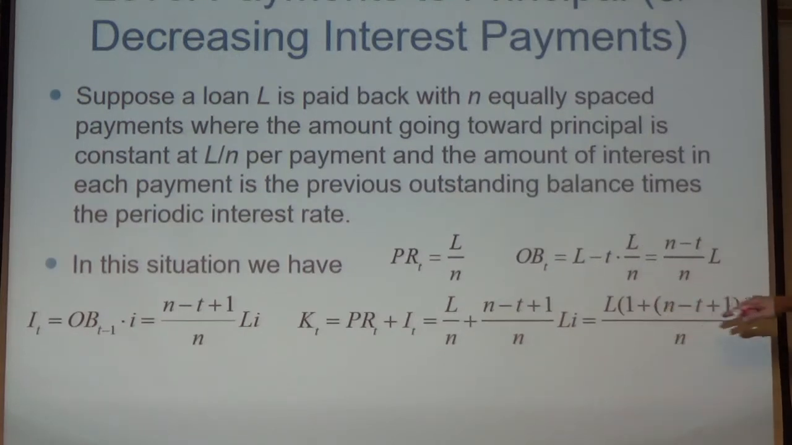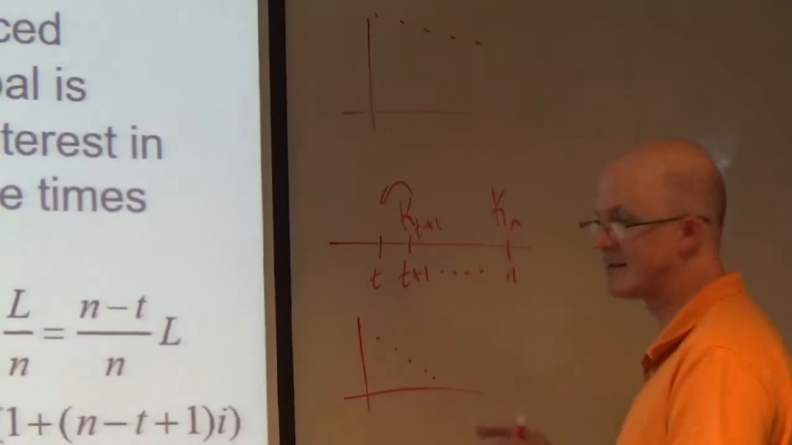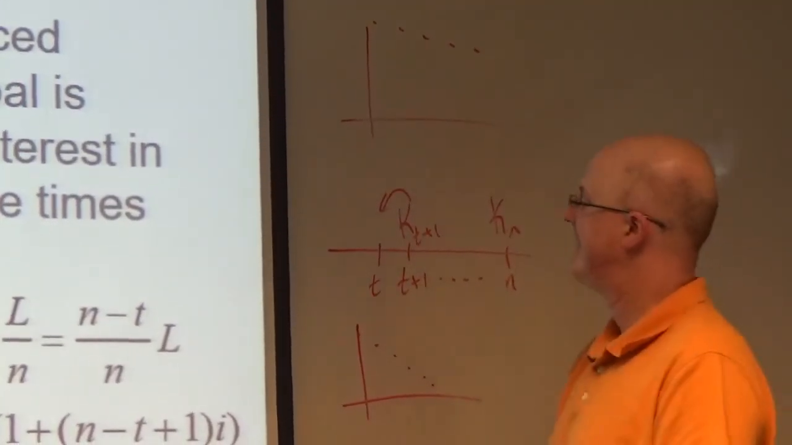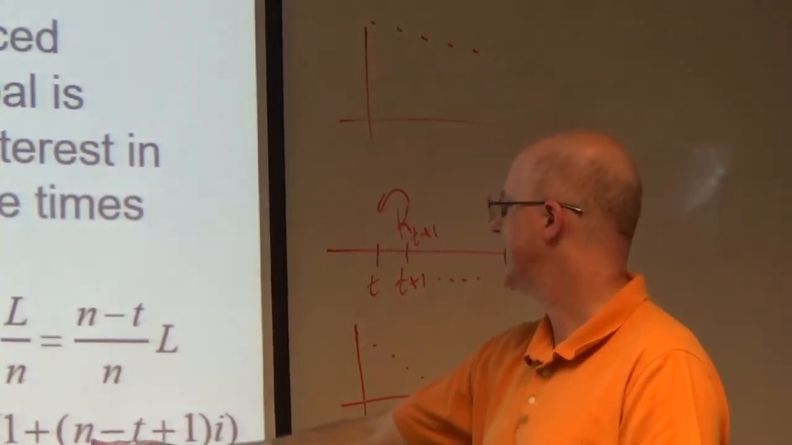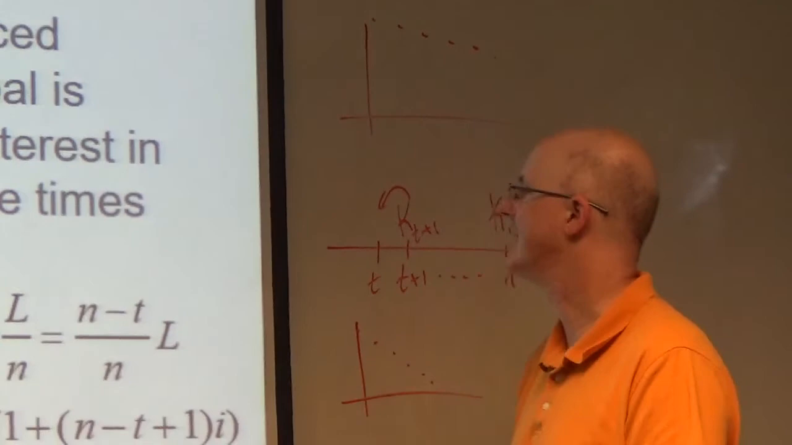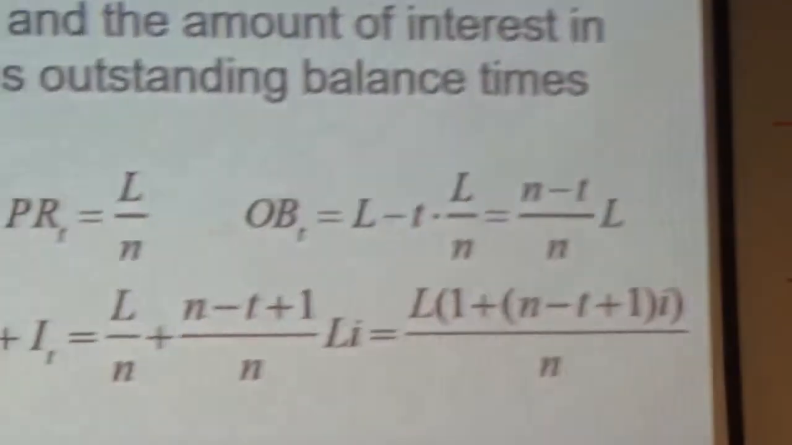This is not a level payment total. It's a linear decreasing function of T. KT is going to look like that. It doesn't go down to 0, it goes down to some final amount Kn. When T is n minus T is 0, I get (I plus 1) times L over n for the final payment amount, which is not 0.